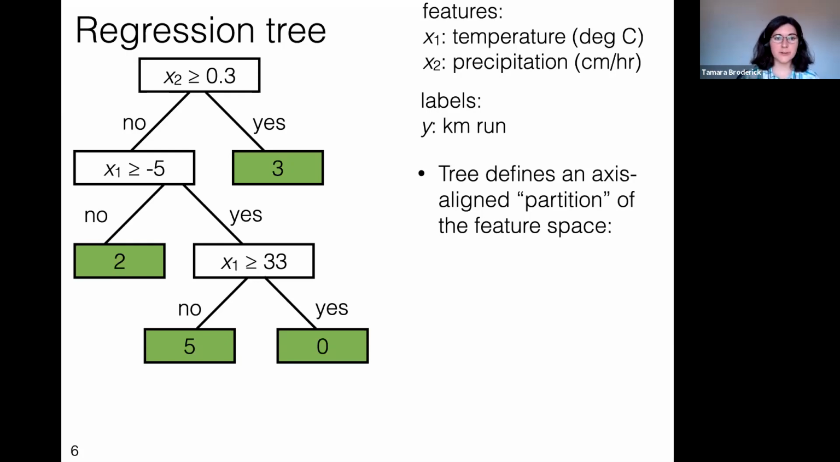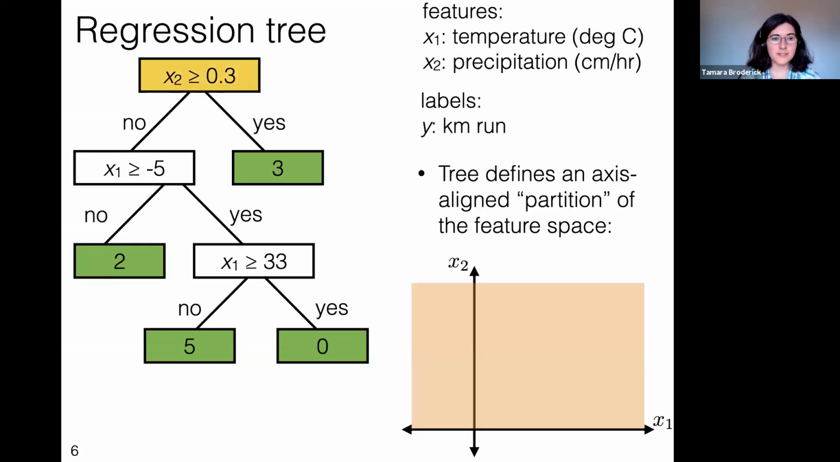Okay, so something to note here, and this is not specific to regression or classification, this is generally true for these decision trees, that the tree itself defines an axis-aligned partition of the feature space. So let's dig into what all of those words mean by first seeing what happens when we use this tree.